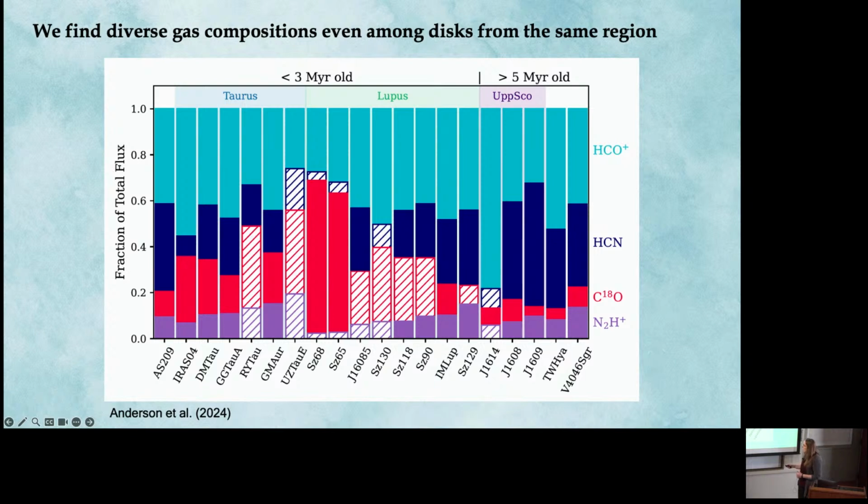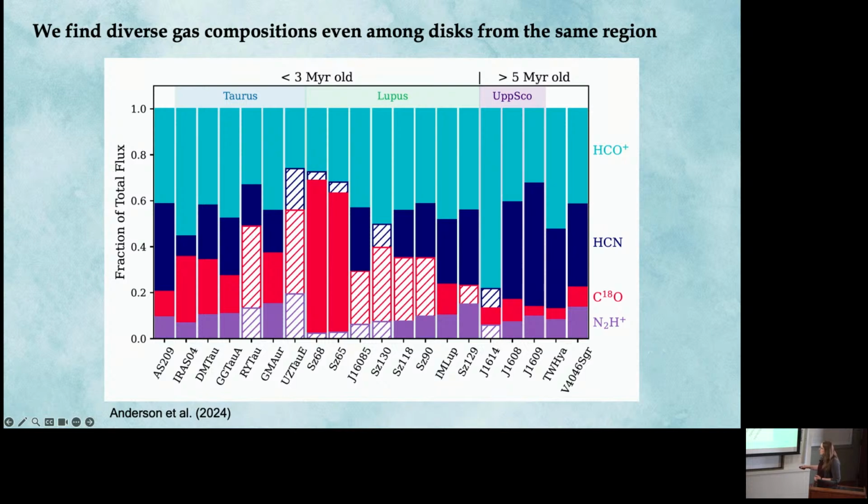Also, we looked at the variations in the chemical composition by comparing the molecular fluxes. So each of these bars is showing a different flux. The purple is N2H+, the pink is C18O, the dark blue is HCN, and the light blue is HCO+. So this is the fraction relative to the total flux of these four that's made up by each individual one. The hashed ones are upper limits where we didn't have a detection of the molecule.